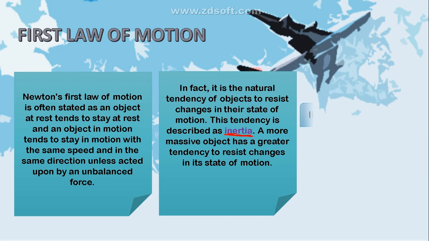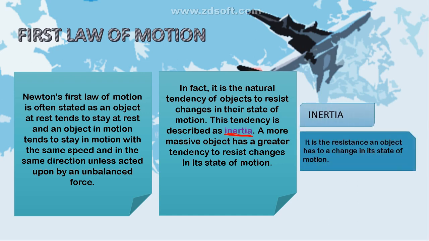Okay, again, inertia is the resistance of an object to a change in its motion. Okay? So, this is the natural tendency. Meaning, it is naturally there. All of us experience it. Everything has it. So, that is the first law of motion, or what we call the law of inertia.